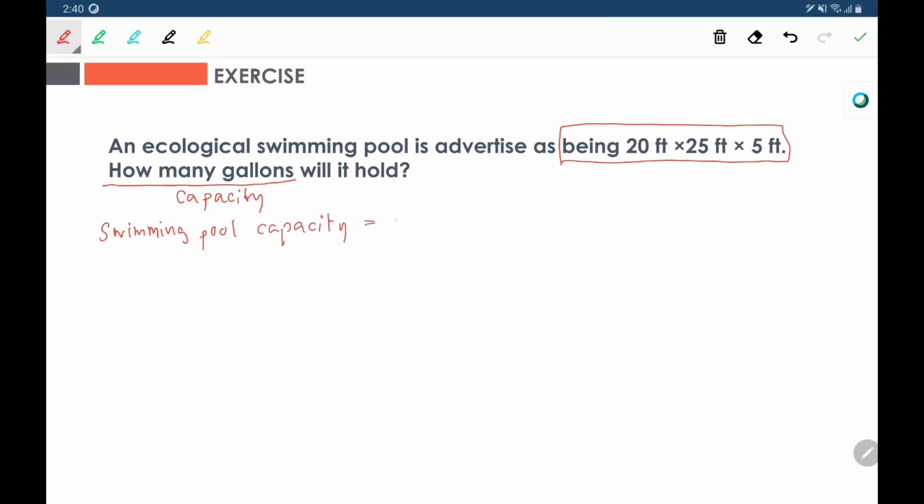is from 20 feet times 25 feet times 5 feet. And you get 2,500 cubic feet. But the question asks you how many gallons. Then you have to change this cubic feet to be gallon.